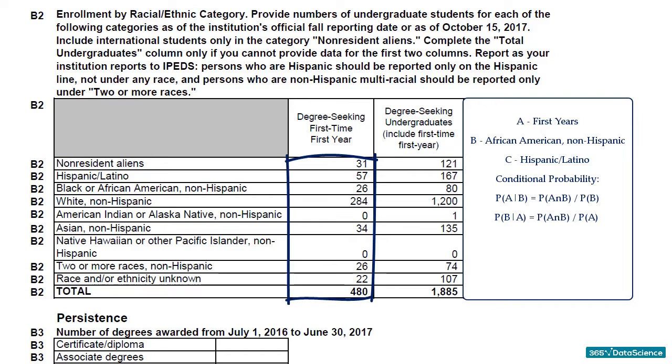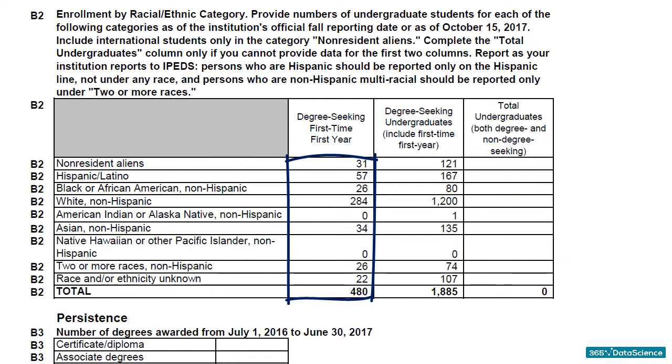We can simplify this to the size of the intersection over the size of the second set. In our example, that would mean 26 over 480, or 0.054. Therefore, there is a roughly 5.4% chance for any freshman student to identify as Black.